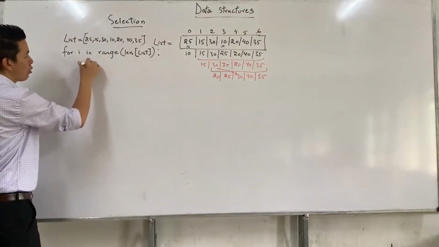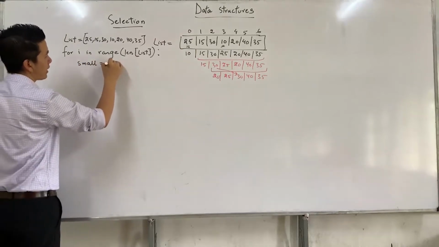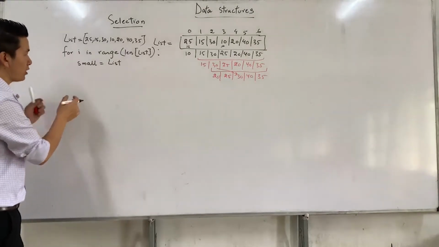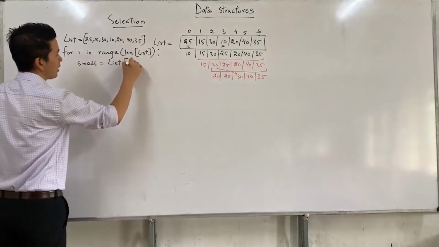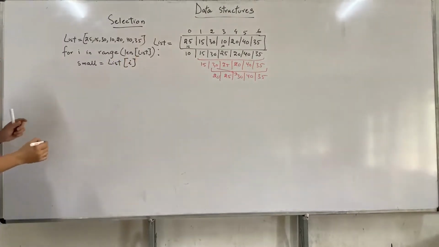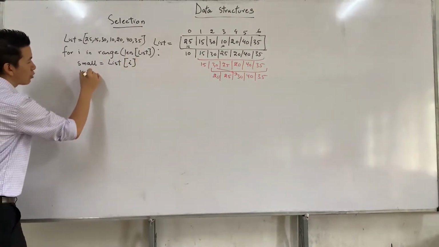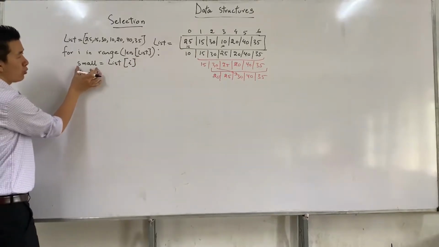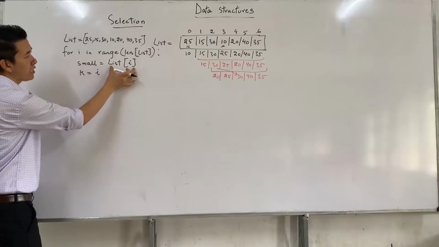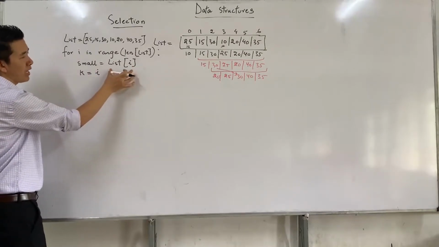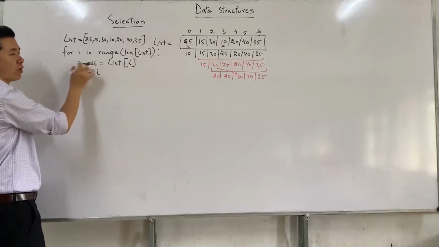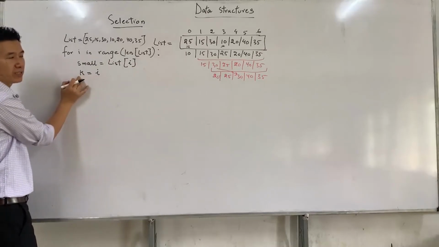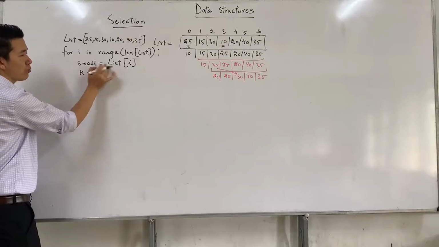So I'll have a small variable to which I assign the first element. Let's say the first element is the smallest element. So I'll just write here list of i. Okay, and then I'll use another variable called k to which I assign the index. So what I have in small is the first element, the value of i will start from 0. I'll have the first element as the smallest number to start with, and then I'll keep track of the index of the smallest number.